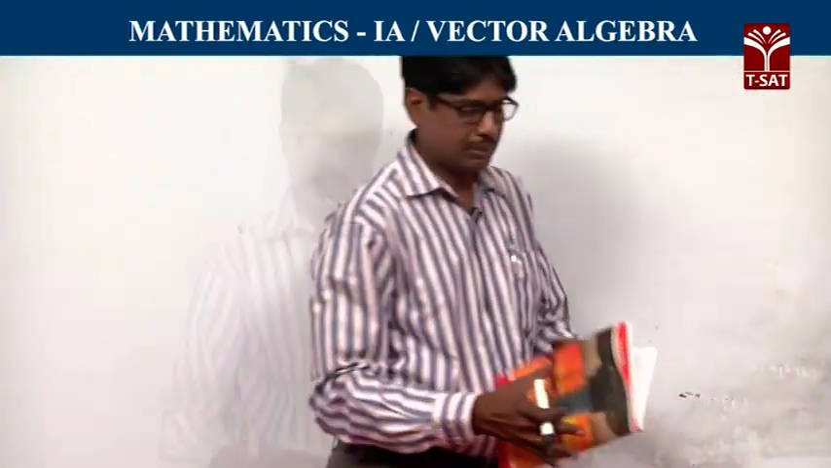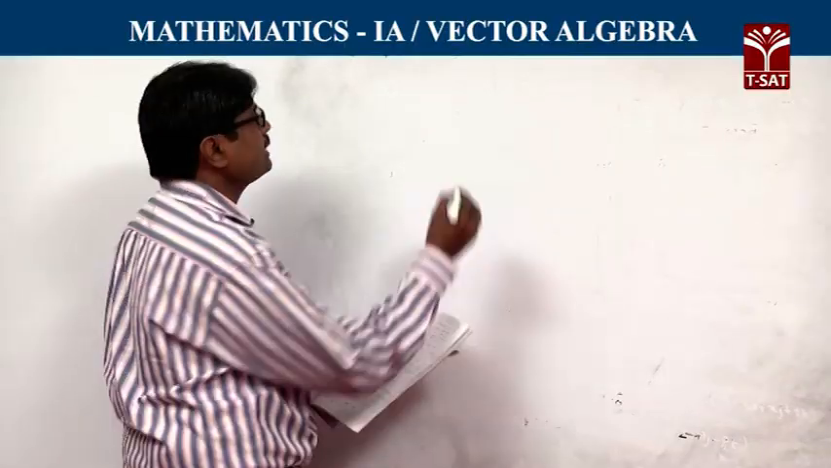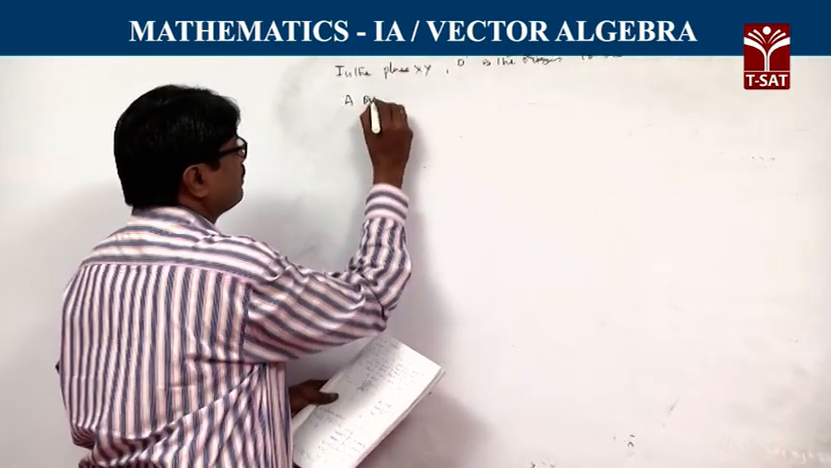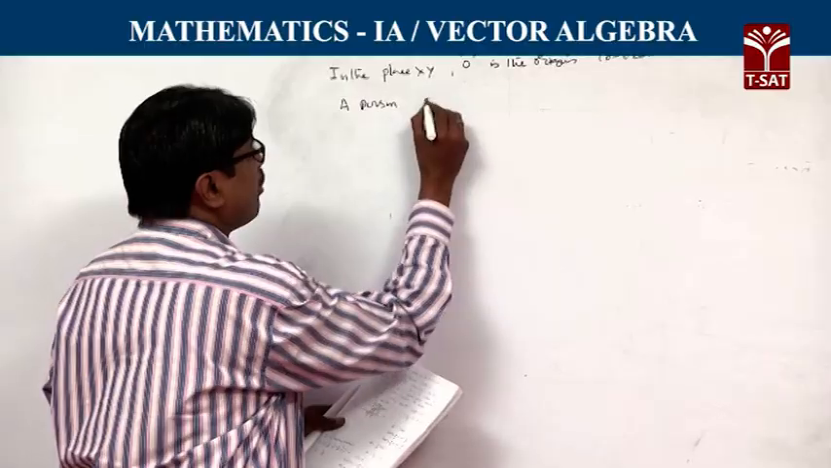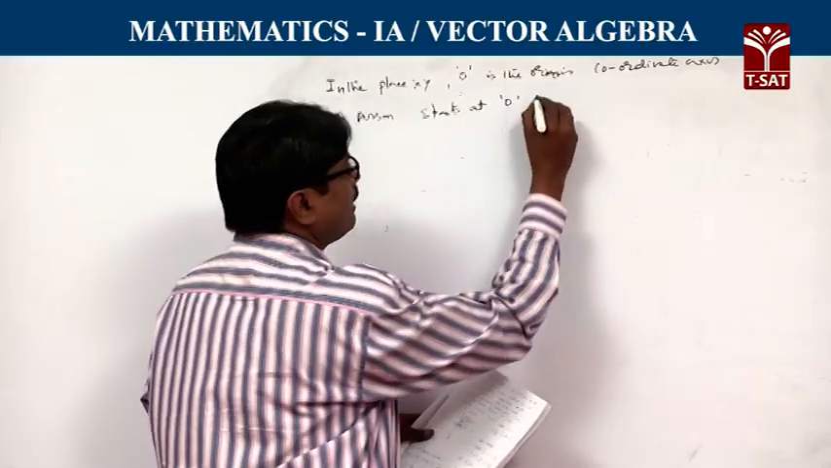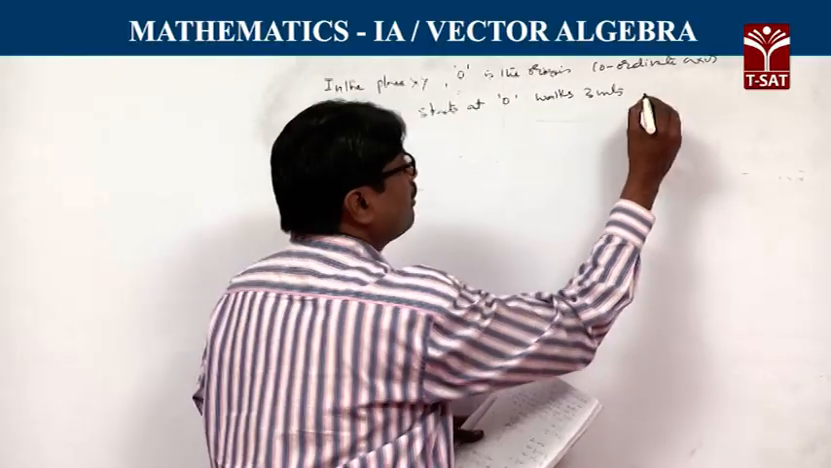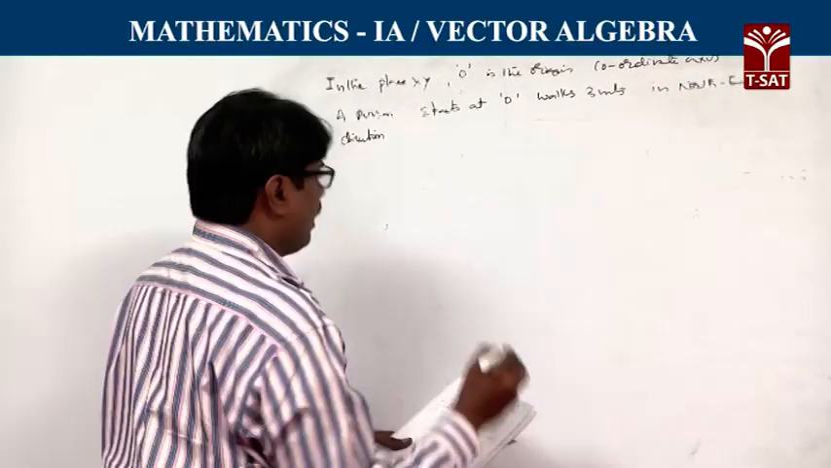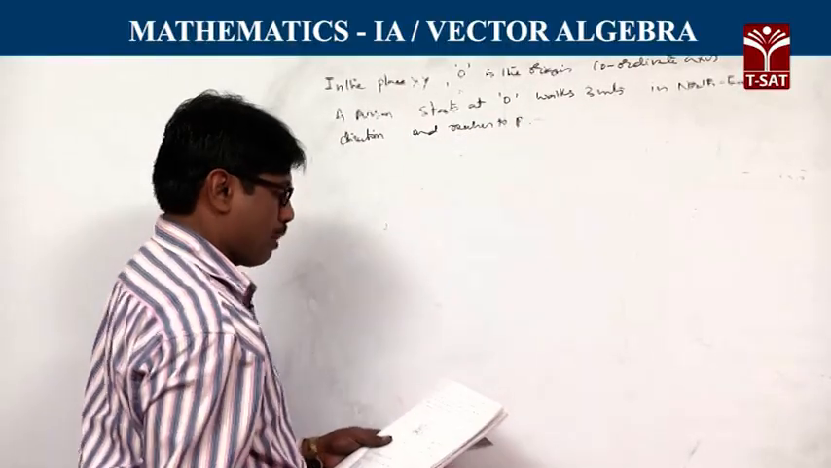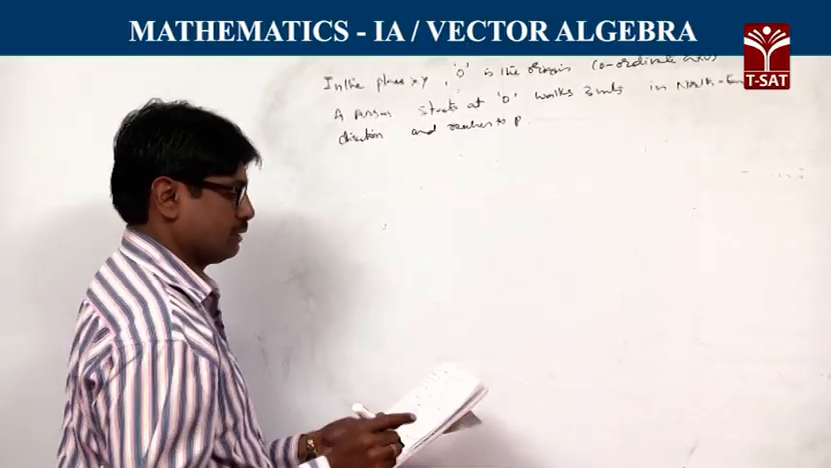Next, take another problem. In the Cartesian plane xy, O is the origin. Consider a person who starts at origin, walks 3 units in northeast direction and reaches P. From P, he walks 4 units distance parallel to northwest.